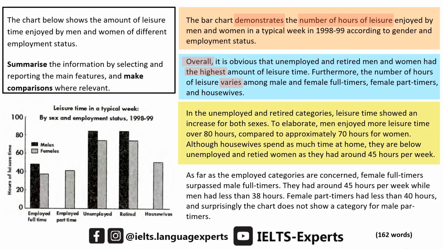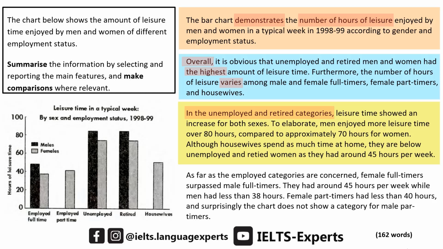In the unemployed and retired categories, leisure time showed an increase for both sexes. To elaborate, men enjoyed more leisure time, over 80 hours, compared to approximately 70 hours for women. Although housewives spend as much time at home, they are below unemployed and retired women, as they had around 45 hours per week. I began my body paragraph 1 referring to the categories, the unemployed and retired categories.